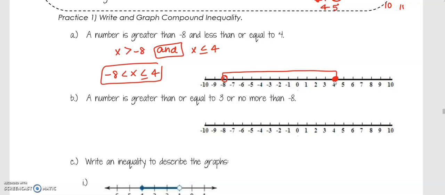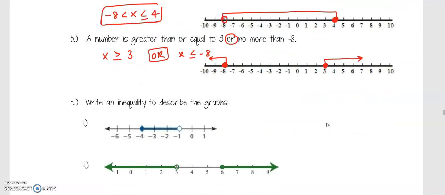A number is greater than or equal to 3, or a number is no more than -8. That means it's less than or equal to -8. It's an "or" statement. So when I go to graph it, I'll have a closed circle on 3, and it says x is greater than or equal to 3, or x is less than or equal to -8. So it'll look something like this.